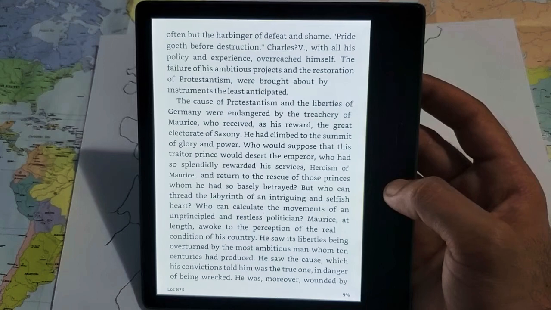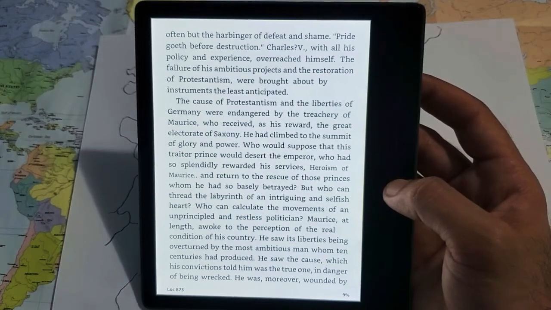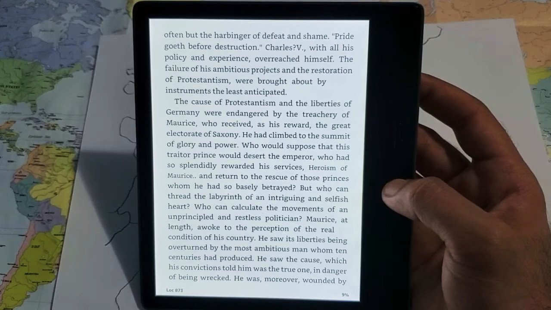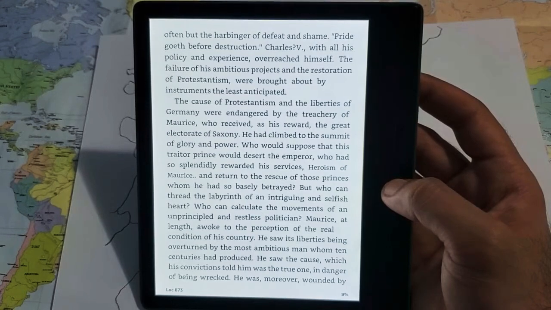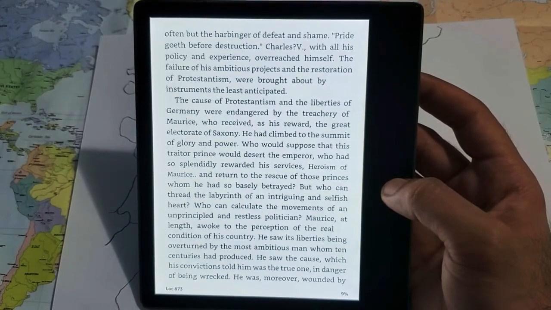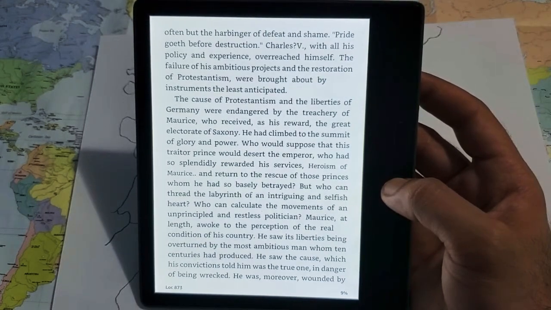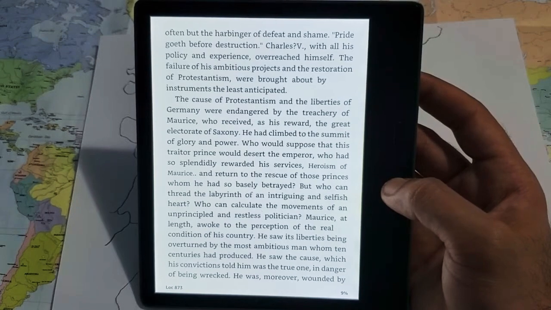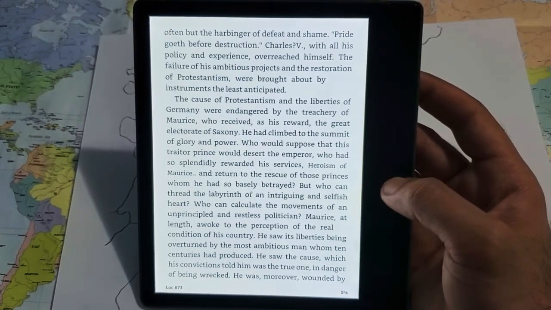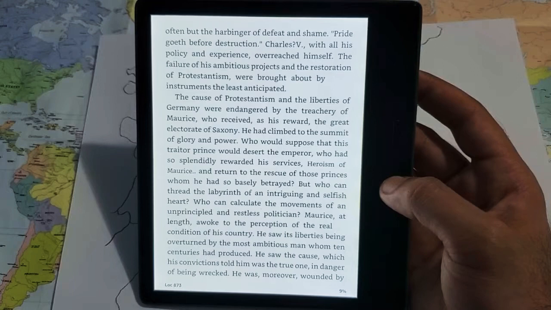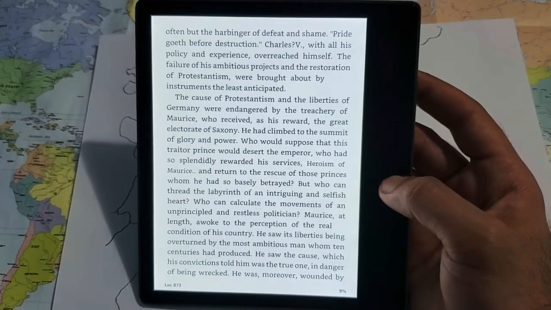The cause of Protestantism and the liberties of Germany were endangered by the treachery of Maurice, who received as his reward the great electorate of Saxony. He had climbed, this is the traitor, to the summit of glory and power. Who would suppose that this traitor prince would desert the emperor who had so splendidly rewarded his services and return to the rescue of those princes whom he had so basely betrayed? But who can thread the labyrinth, the maze, of an intriguing and selfish heart? Who knows what goes on in the mind of a traitor? Who can calculate the movements of an unprincipled and restless politician?